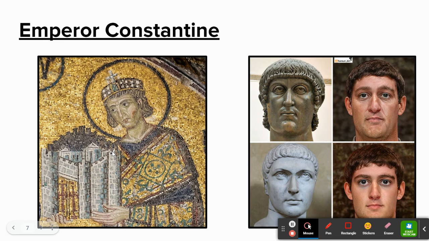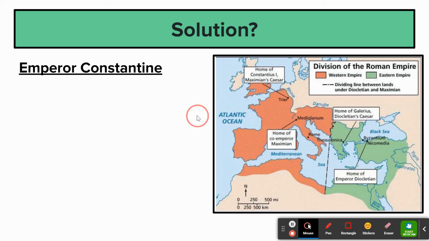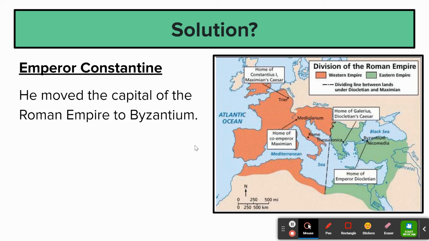And so Emperor Constantine comes next. And we know Constantine already because he passed the Edict of Milan, which allowed for religious freedom in the empire, that stopped the persecution of Christians. But Constantine also had his own solutions to these internal problems. The first thing he did was he moved the capital of the Roman Empire from Rome to Byzantium. So if you look at the map, it's going to move over to Byzantium.